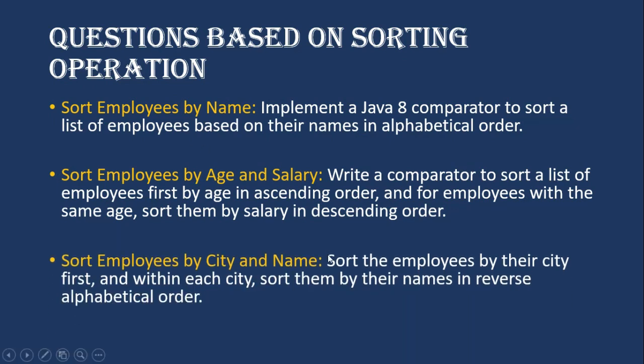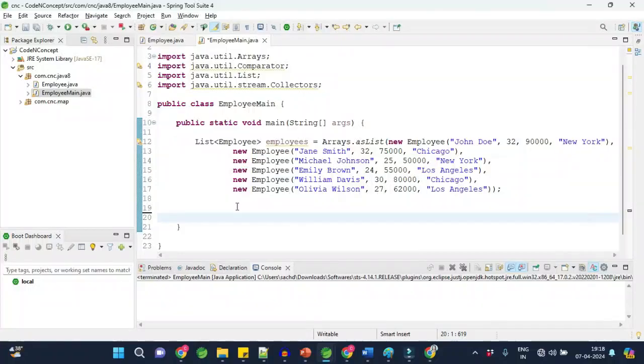Our next question says, sort the employees by their city first, and within each city, sort them by their names in reversed alphabetical order. So what we have to do is first sort the employees by their city. And suppose two employees have the same city, then we want to sort them by their names in reverse alphabetical order. It is similar to the first one.